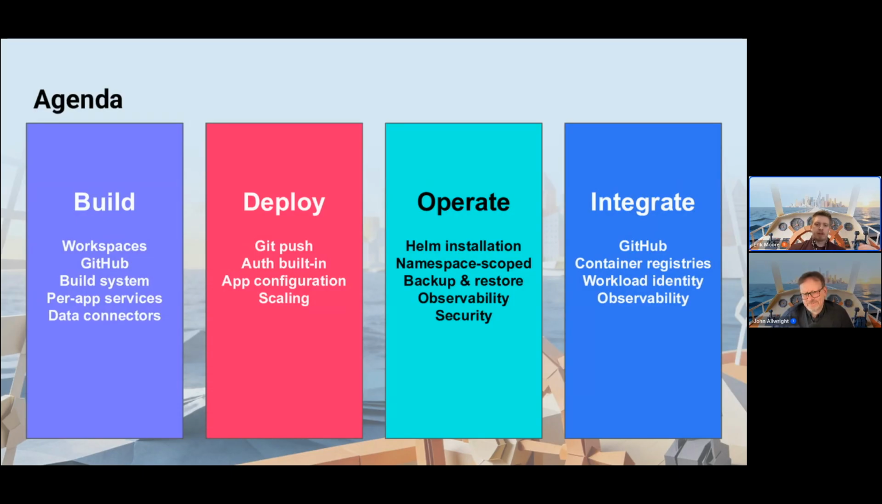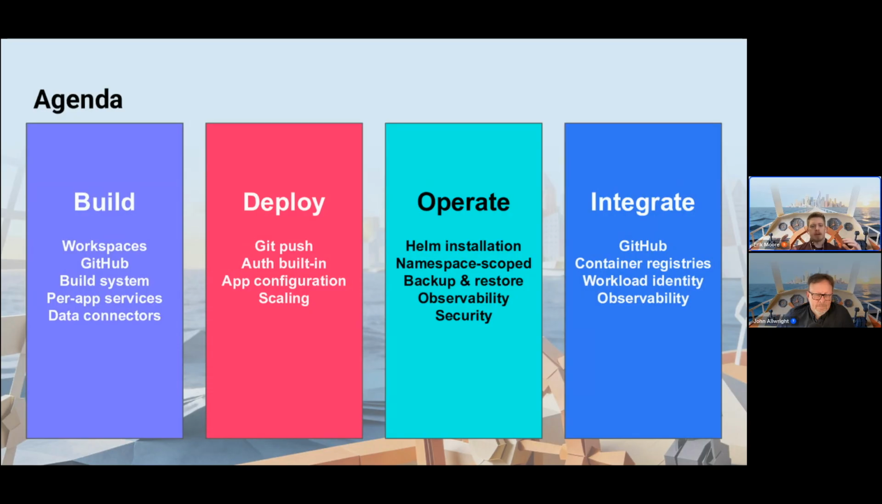For the build phase, you have workspaces, GitHub integration, new build system, same per app services, data connectors. That's how you put together a high quality Dash application, all of it done in Dash Enterprise. Deploy, git push, deploy, auth is built in. You can configure everything through the CLI, through the app manager, and scale it up, scale it down.